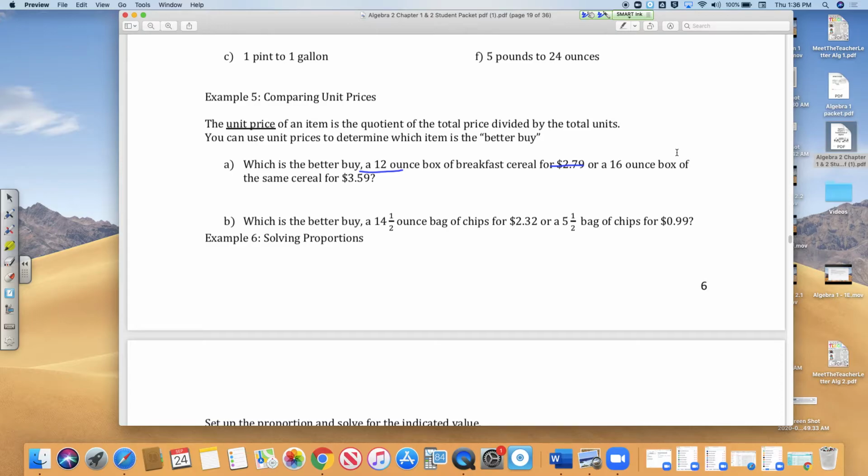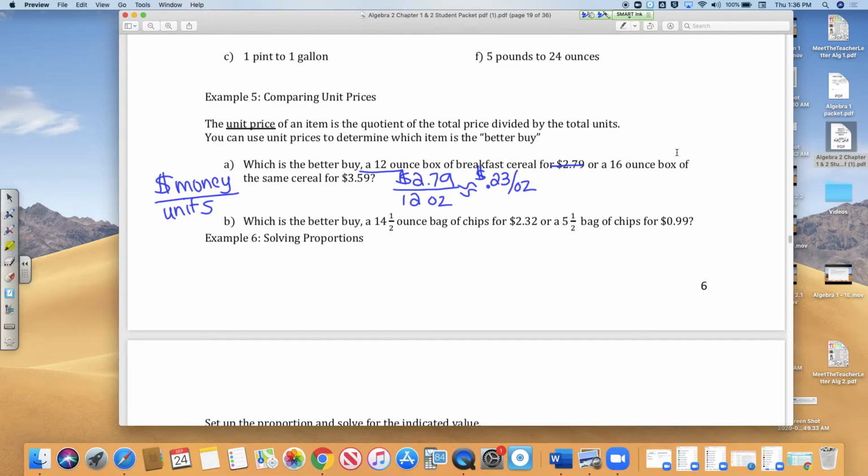To figure out the better buy, you're always going to want to take the amount of money and divide it by whatever the units are in the denominator, because then your answer makes more sense if your answer is how much money it costs per each unit. So for this one, we would do $2.79 divided by 12 ounces. All right, and then when we put this in our calculator and divide, this is about equal to 23 cents per ounce. So it's about 23 cents per ounce of cereal for that box.